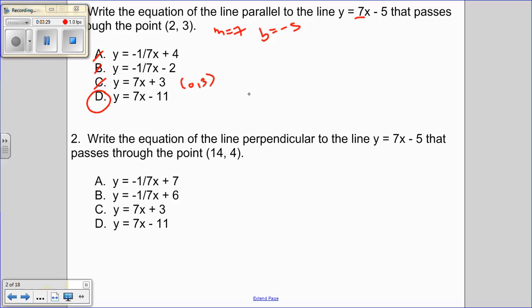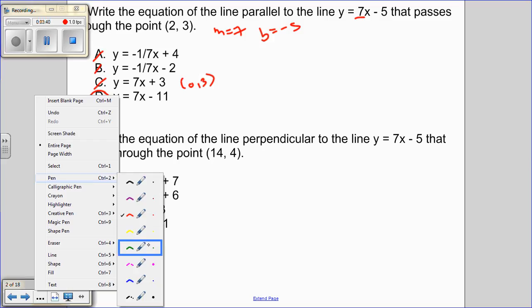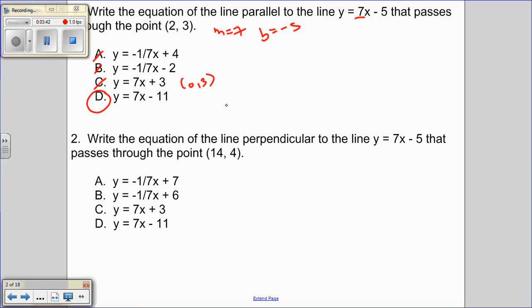To verify, you can substitute the given x and y coordinate into the equation to get a true equation. This is another way to check your work. The y value is 3, so we put 3 here, equals 7 times x, which is 2 in the given point, minus 11. So 3 is equal to 7 times 2, which is 14, and then 3 equals 14 minus 11, that's also 3. So yes, it checks out.